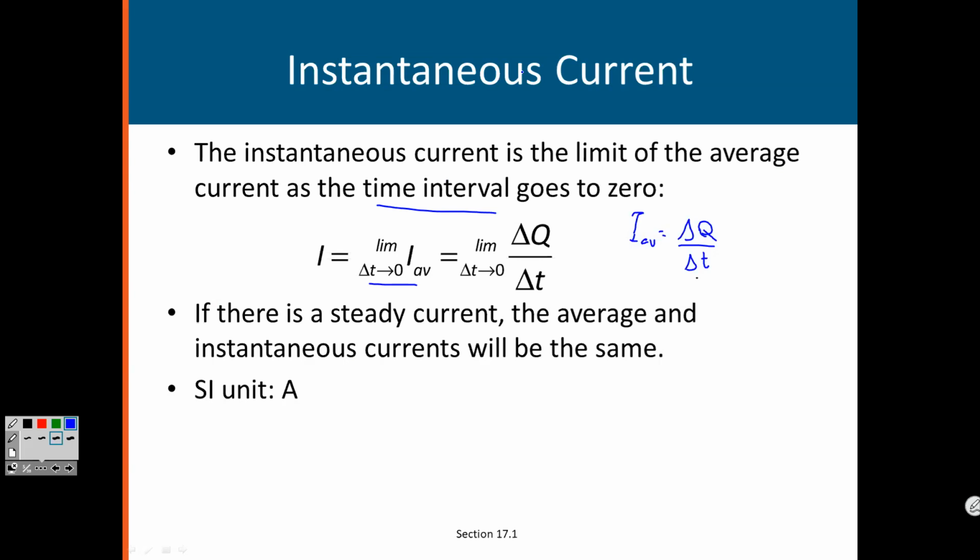It's like the velocity. If the velocity is constant, for example, then during that period of time where the velocity is constant, the instantaneous velocity at each point is the same as the average velocity for the duration. Similarly, when you have a steady current, the average and instantaneous currents will be the same. The SI unit for instantaneous current is the same as the SI unit for average current, amperes.